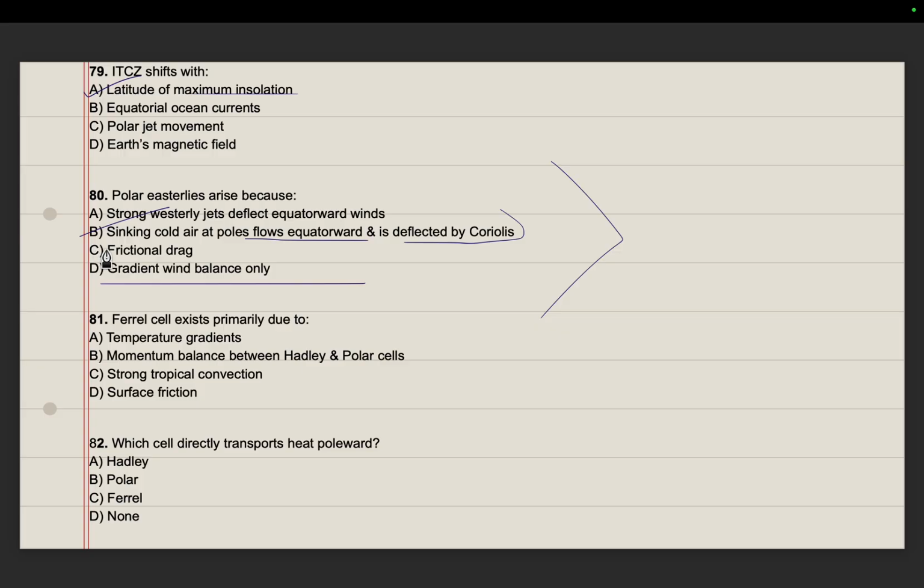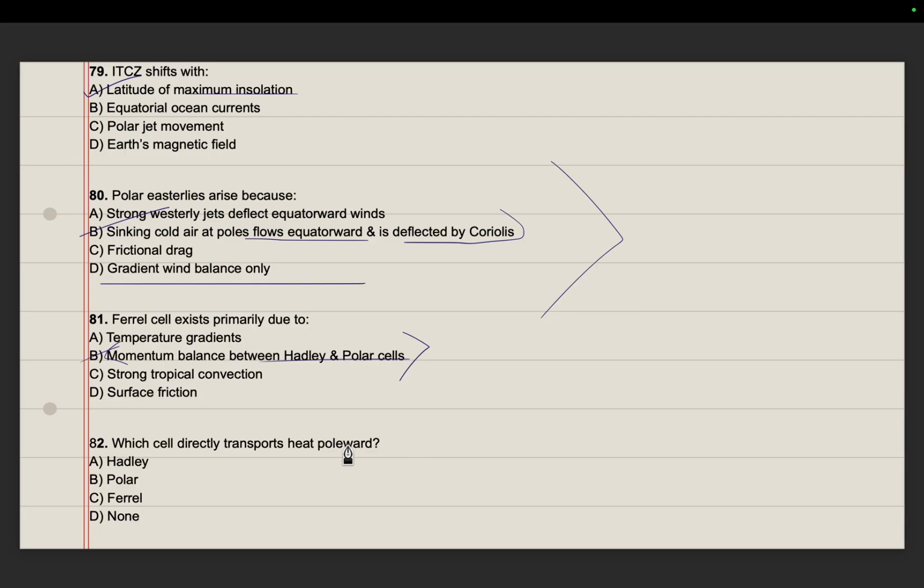Question 81, Ferrel cell exists primarily due to temperature gradient, momentum balance in between Hadley and the polar cells, strong tropical convection, and the surface friction. Option B, I think. Option B, yes. The momentum balance between Hadley and the polar cells contributes to the Ferrel cell formation. That's why it is weaker. Yes. Two cells.